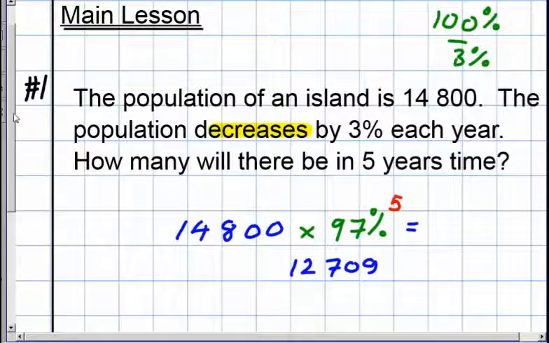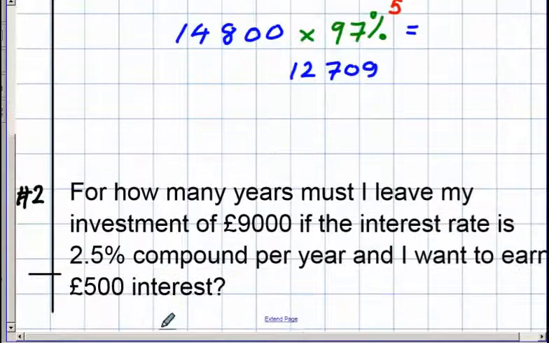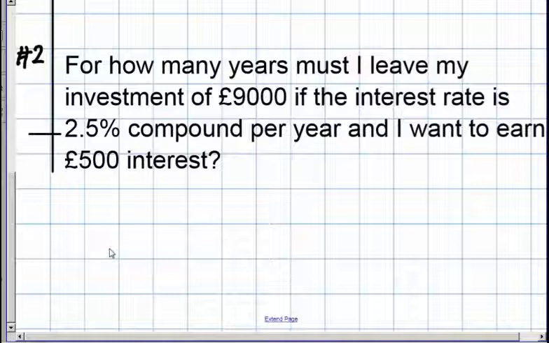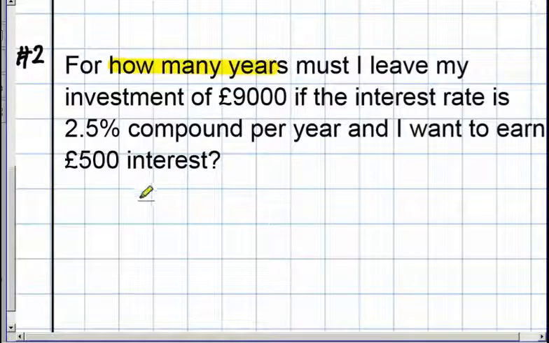Right, now I think most of you are quite competent with that. Let's look at a far harder one, and we'll see why it's far harder. So copy down this question. For how many years must I leave my investment of £9,000 if the interest rate is 2.5% compound per year, and I want to earn £500? What makes this difficult is that one of the things is unknown. How many years? I don't know the time interval.